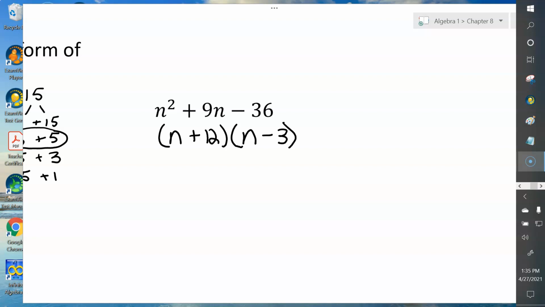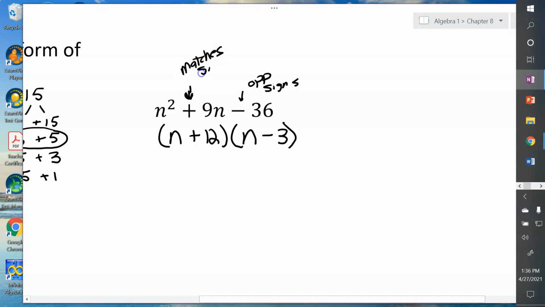So another tip I can give you is when you have 1 plus and 1 minus, because of this, opposite signs, the sign here is going to match the sign of the larger number. When you did your factor tree and you got 12 and negative 3, that 12 will have to be positive because that's the larger number.